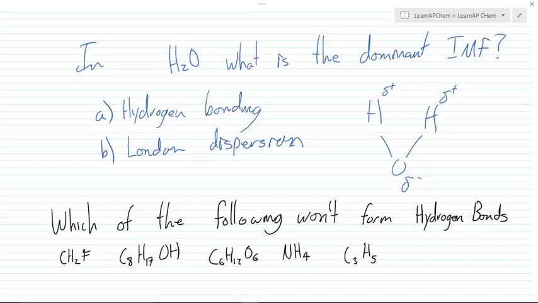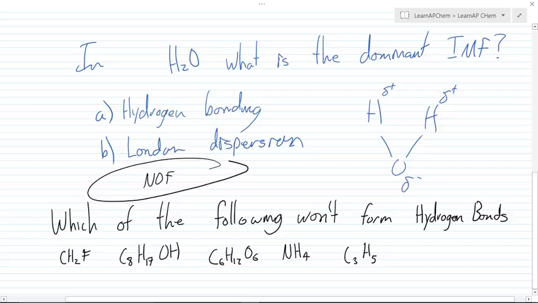Okay, so if you guys aren't sure, let's remember NOF, or you can also say FON. Okay, your wild guess NH4 is incorrect. So the general rule to follow with hydrogen bonding in AP chemistry is NOF. If you have N bonded to H, hydrogen bonds. If you have O bonded to H, hydrogen bond. If you have F bonded to H, hydrogen bonds. But otherwise, you should assume that there's not a hydrogen bond.